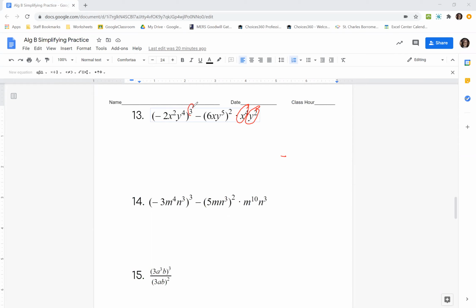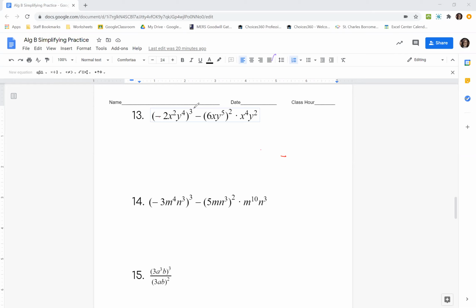But here, this exponent and this exponent is affecting several factors, okay? This whole entire term right here is being raised to the 3rd. So the -2 is being affected by the cubed, the x squared is being affected by the cubed, and so is the y to the 4th. So I'm going to go ahead and take care of those exponents that lie on top of a parentheses, okay? So when an exponent is on top of a parentheses, that means that you can distribute that into the factors of that monomial inside of there.